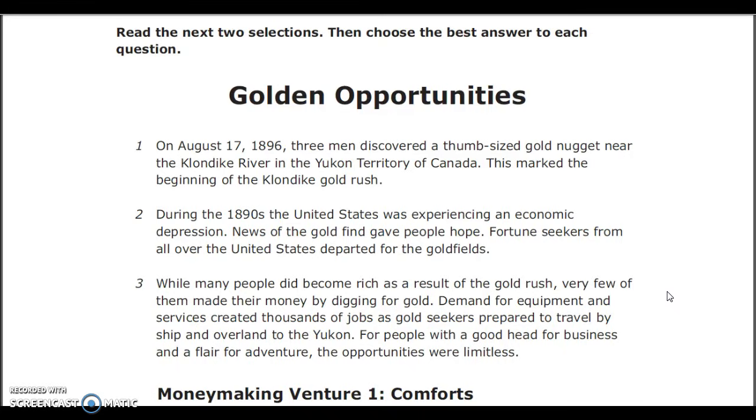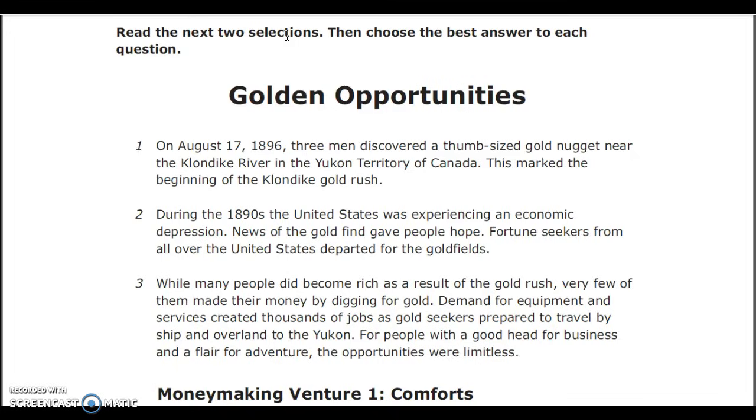All right, there's one more thing I need to point out about this next text that we haven't seen before. So remember, we always read our directions. Read the next 2 selections, then choose the best answer to each question. So here we go. This time I know when I see read the next 2 selections, this is going to be my paired selection. In other words, I'm going to have to read both of these texts and then answer multiple choice questions that connect them together somehow.